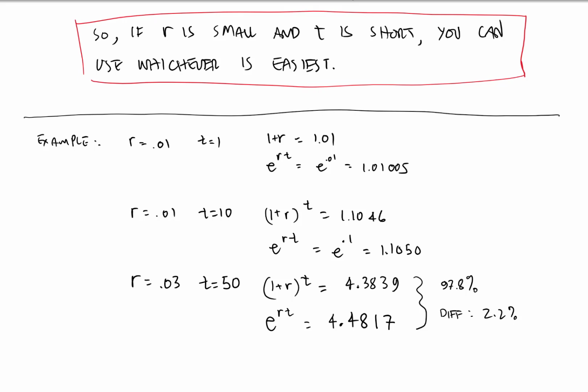So even if the growth rate is 3% per year, which is pretty high for a human population, and the time period was 50 years long, we're still 97.8% of the way. These two models are very close. They're only different by 2.2%. So those are my examples. We can do something a little more detailed later on. But that gives you an idea of how close the geometric and exponential models really are. Okay.